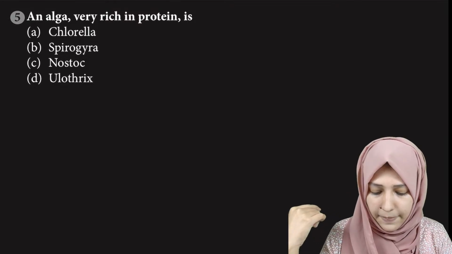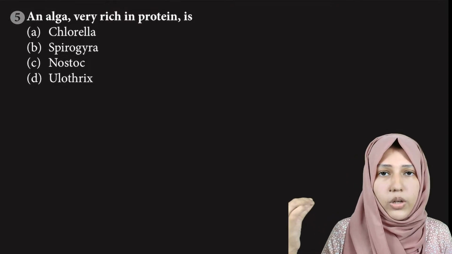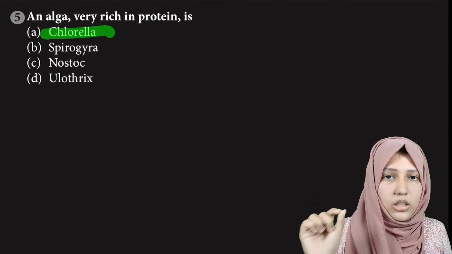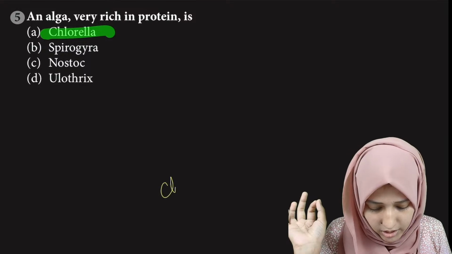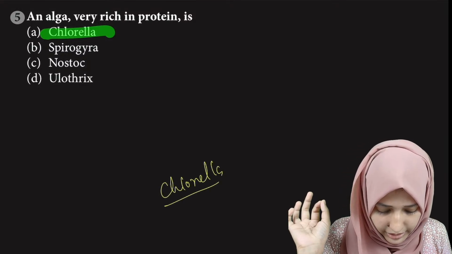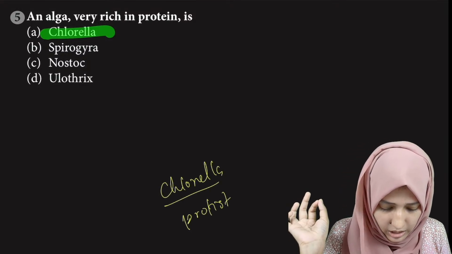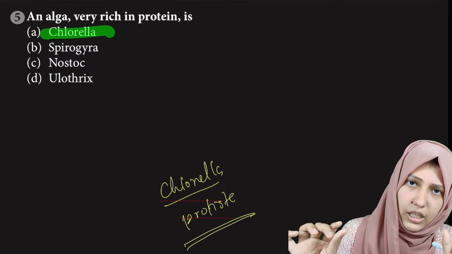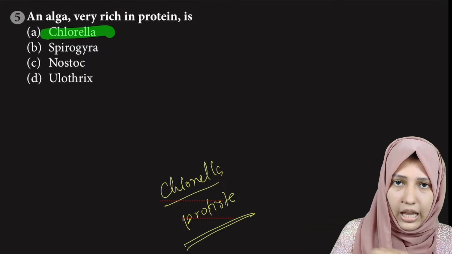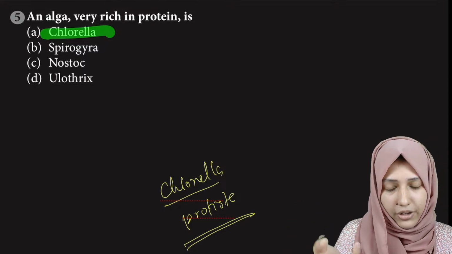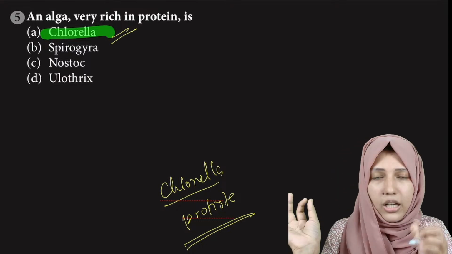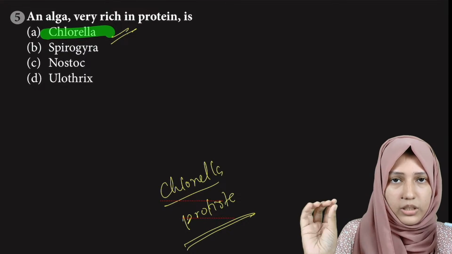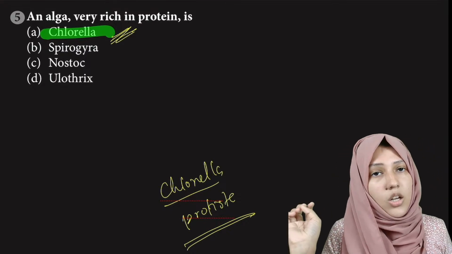Now the next question: an algae which is very rich in protein is Chlorella. I have said that Chlorella is generally a protista. But if they ask the question like this, where they themselves have stated this is an algae, then it's completely fine. And in NCERT it is given as Chlorella, an alga which is highly proteinaceous, which is rich in protein. So the answer is Chlorella.